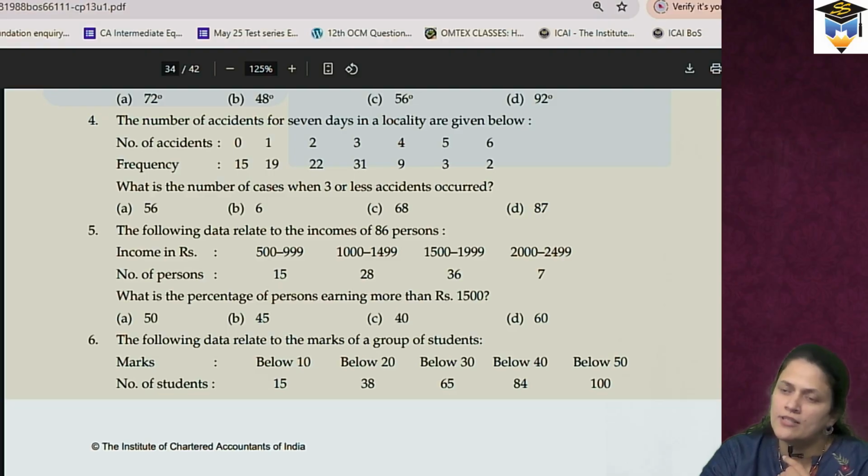Atharva, did you understand what was done? 36 plus 7 was done, because we need those with income more than 1,500. So that is 36 plus 7. That comes out to be 43. Total find out 15 plus 28 plus 36 plus 7. That comes out to be 86. So 43 upon 86 into 100, because we need to find out the percentage. 50. Correct.